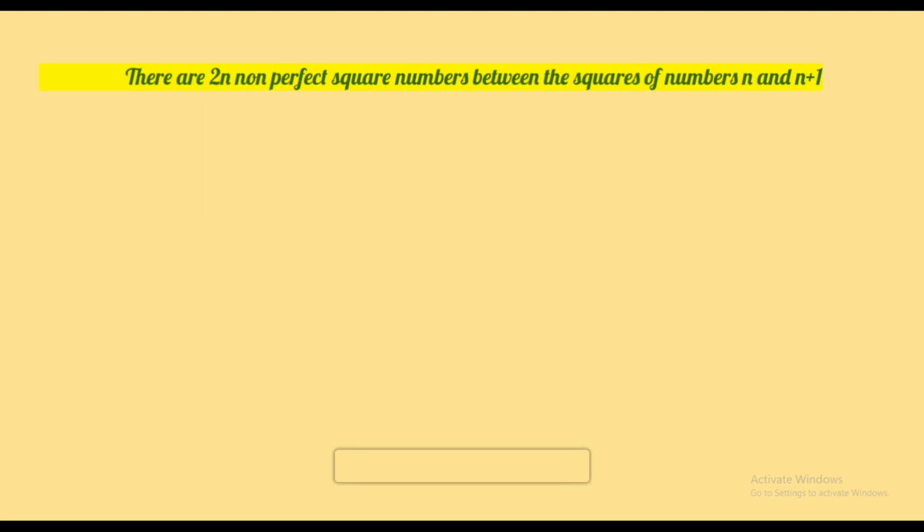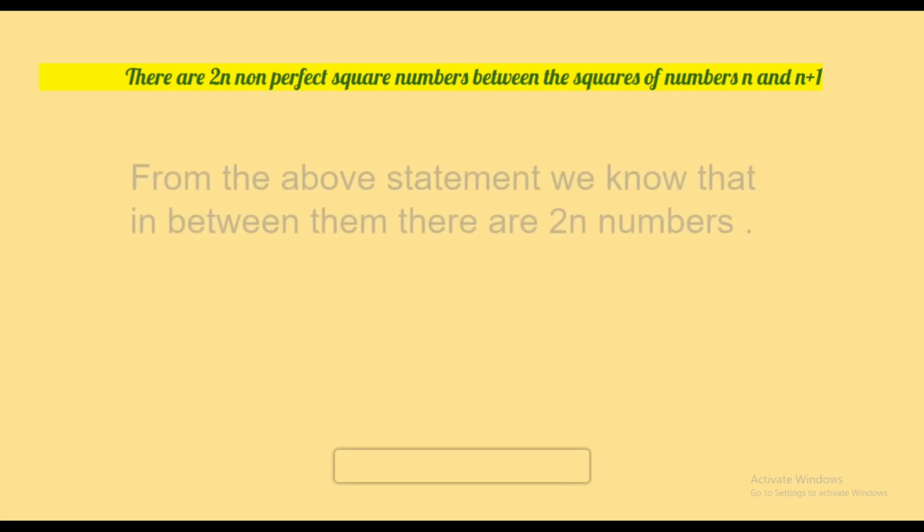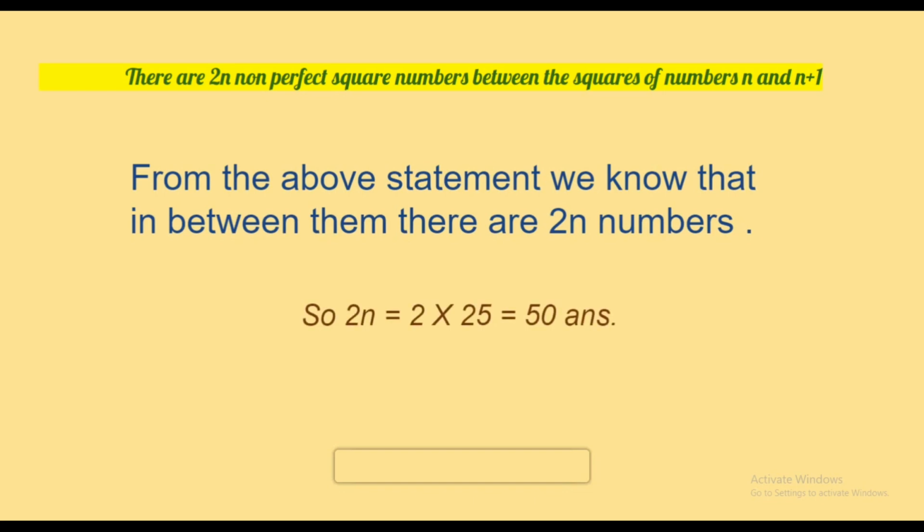Now there are 2n non-perfect square numbers between the squares of numbers n and n plus 1. Therefore 2n is equal to 2 multiplied by 25, which is equal to 50. So between the squares of 25 and 26 there will be 50 non-perfect square numbers.